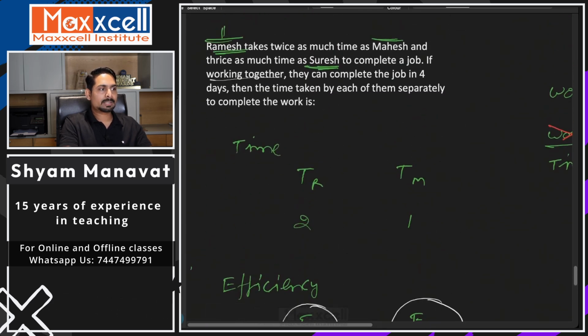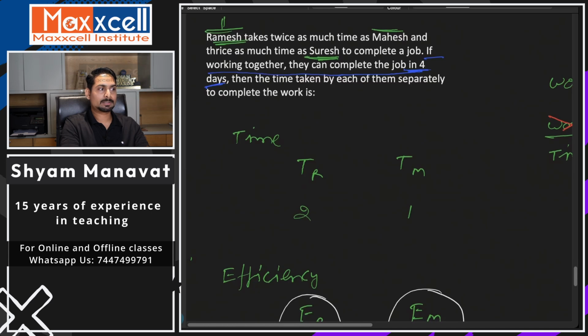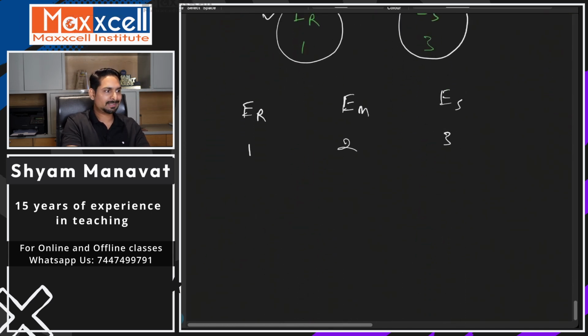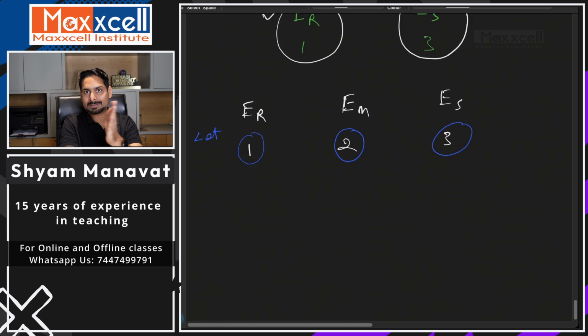If working together, let me change the color. Okay, if working together they can complete a job in 4 days. The unit of time is days. Working together they can complete a job in 4 days. All right, we know the efficiency. We can assume the efficiency of Ramesh is 1, efficiency of Mahesh is 2 and efficiency of Suresh is 3. Although it's in relation, we can assume that, right?